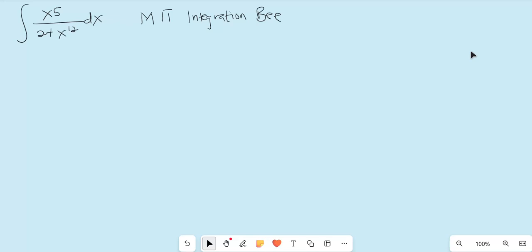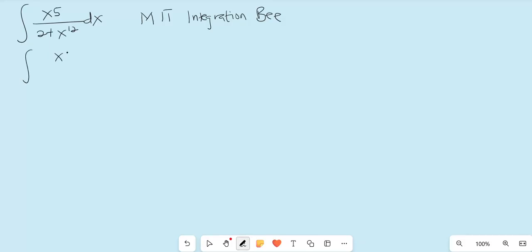In this tutorial, we're looking at the integral of x to the 5 all divided by 2 plus x to the power 12. This is an MIT integration bee question. So let's tackle it.